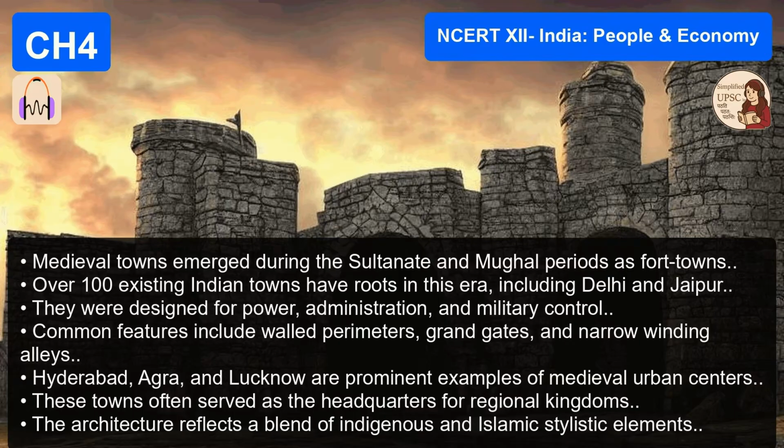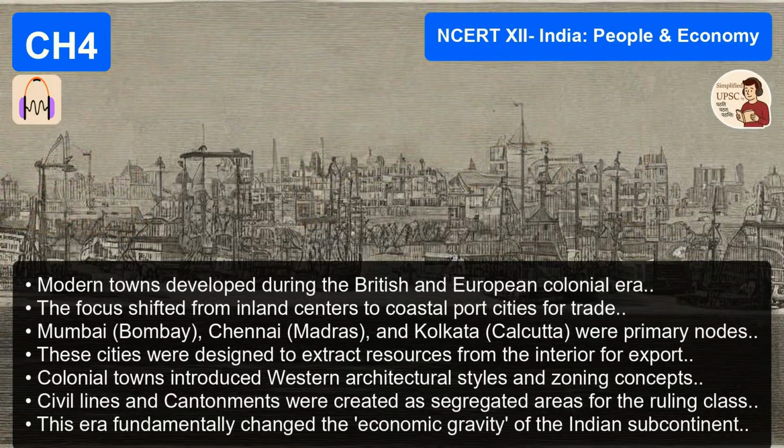Okay, moving on. Medieval towns. This is the era of the sultans and the Mughals. The text says about 100 existing towns have medieval roots, and these were primarily fort towns. Built for power and control. Absolutely. Delhi, Hyderabad, Jaipur, Agra. They were headquarters. They had walls, gates, grand architecture. They were centers of administration and military control.